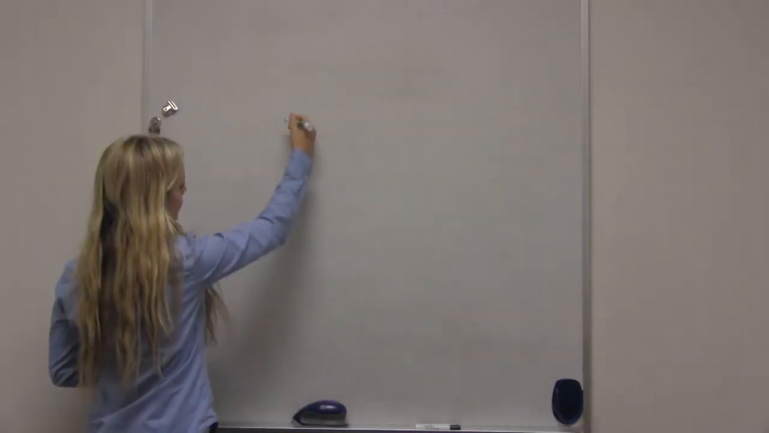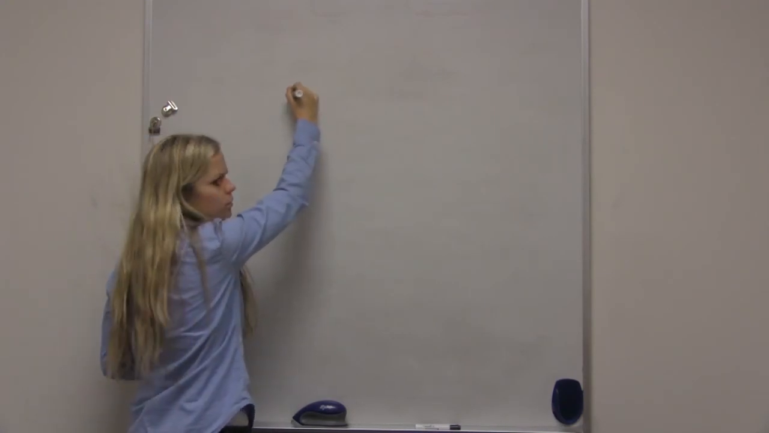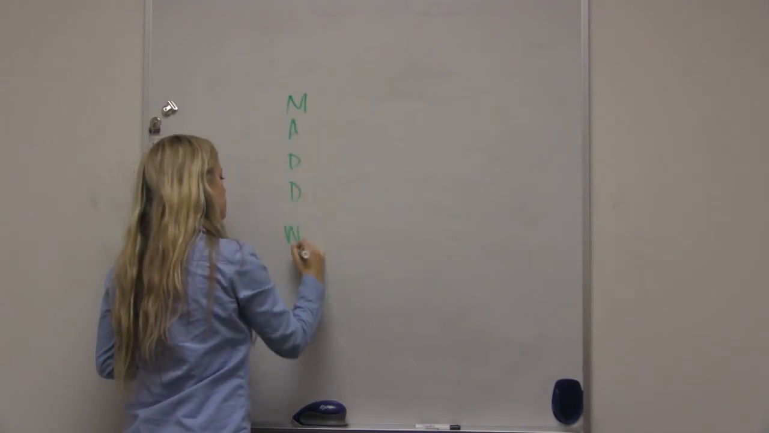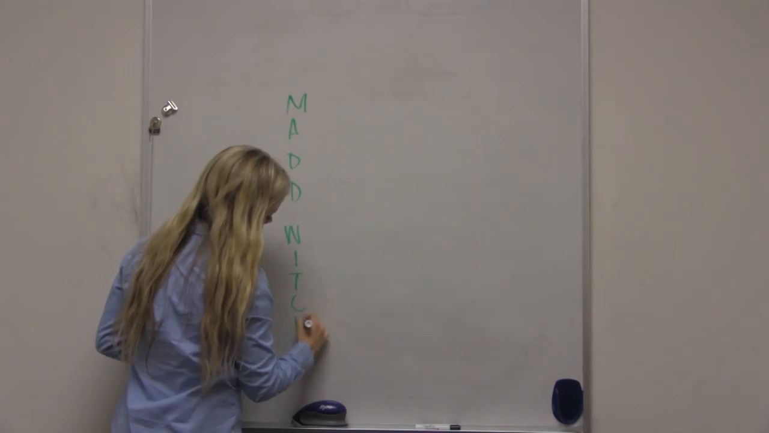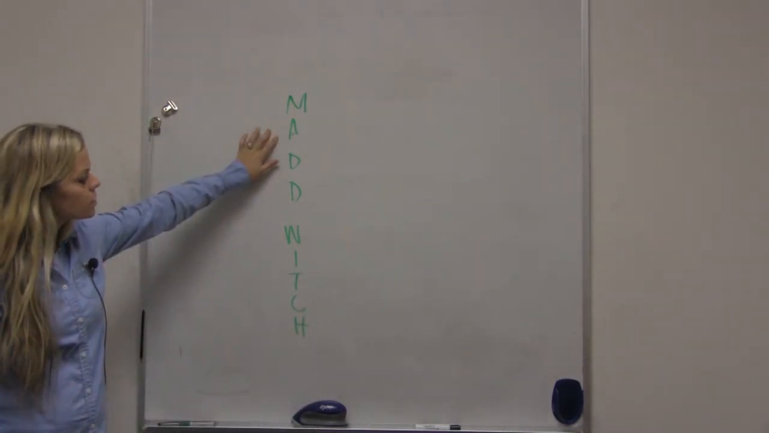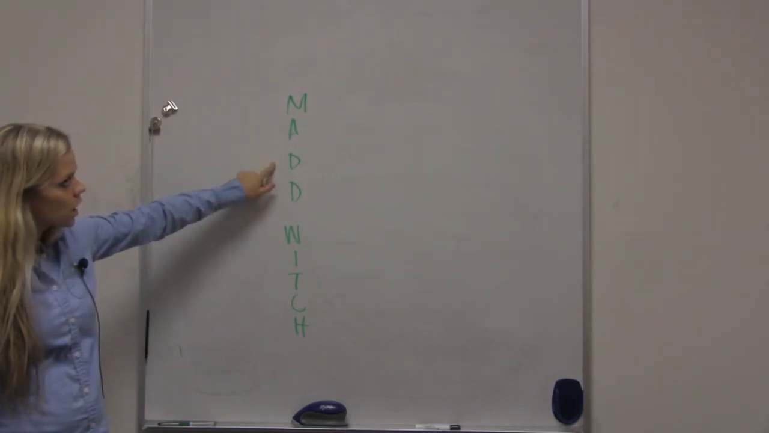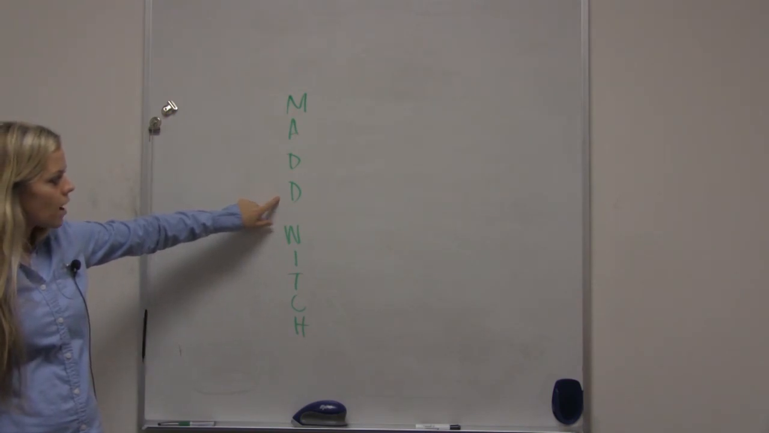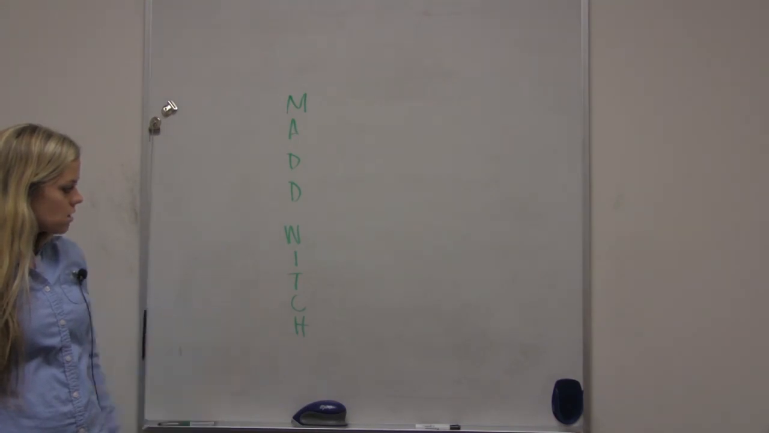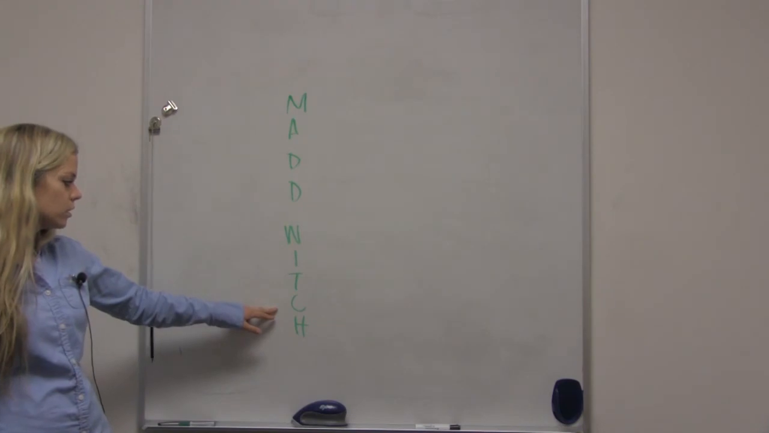What's our mnemonic for hypokalemia? MADWICH. Arrhythmias. Muscle weakness. Decreased DTRs. Decreased bowel sounds. Weakness, irritability. I can't remember what the T is. Tingling, paresthesia. Chronic fatigue.